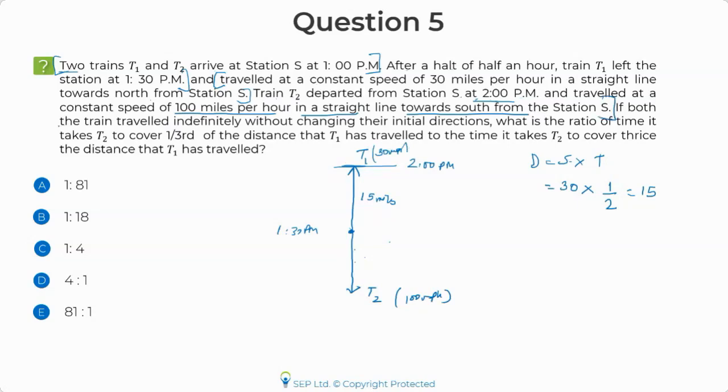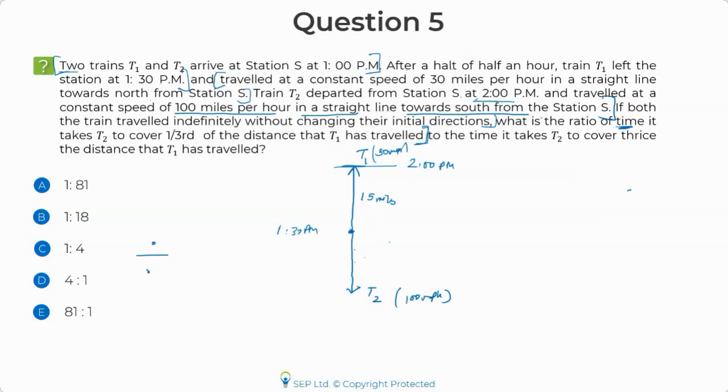If both the trains traveled indefinitely without changing the initial direction, so they are moving and we are not being told till what time or whatever, nothing has been mentioned. Now the question part. What is the ratio? So I'm looking for a ratio. I need something in the numerator, something in the denominator. What is the ratio of time? I need the ratio for time. So I'm looking for the time taken by T2 to cover 1/3 of the distance that T1 has traveled. Okay, so let's break it down.